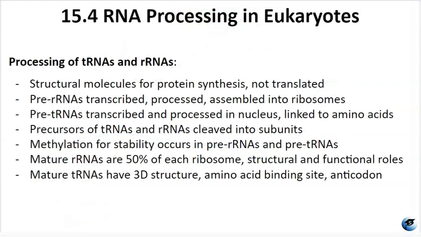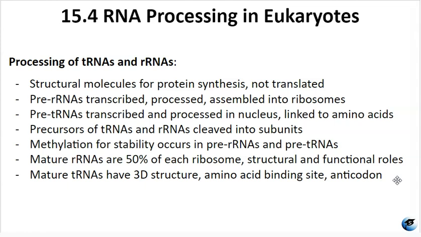tRNA and rRNA are very important structural components in protein synthesis, but they do not get translated themselves. Pre-rRNAs are transcribed, processed, and assembled into ribosomes in the nucleolus. Pre-tRNAs are transcribed, processed in the nucleus, and then released into the cytoplasm for protein synthesis. Both eukaryotic and prokaryotic tRNAs and rRNAs are initially transcribed as long precursor molecules spanning multiple RNAs. Enzymes cleave these precursors into subunits corresponding to each structural RNA.